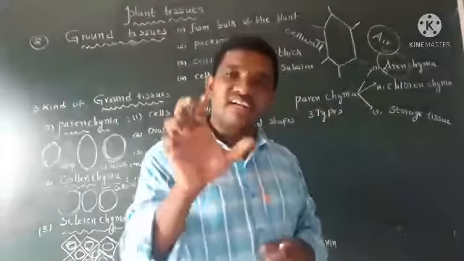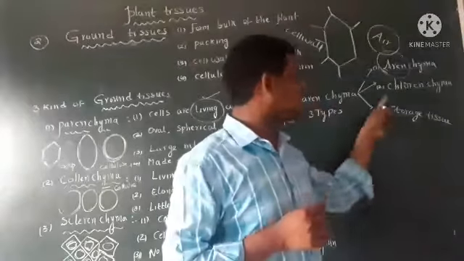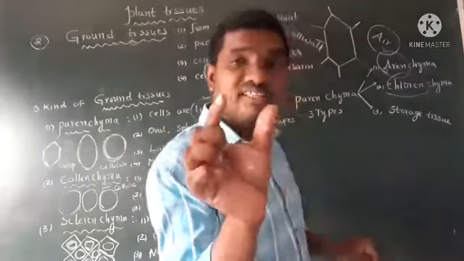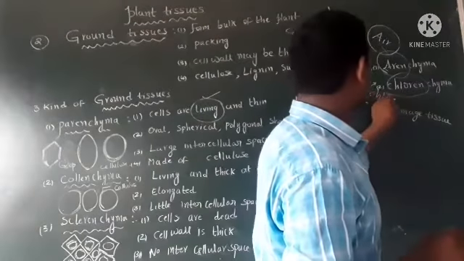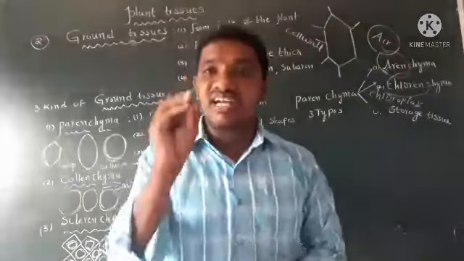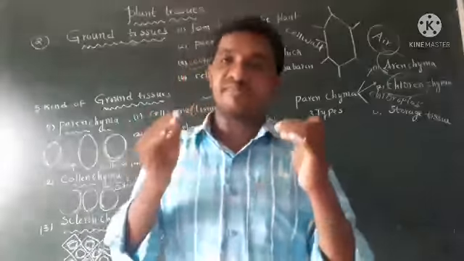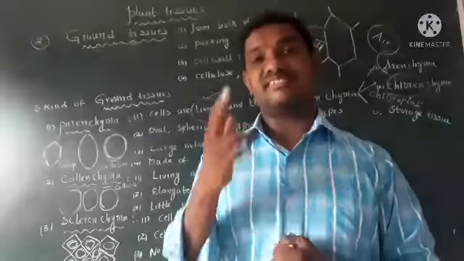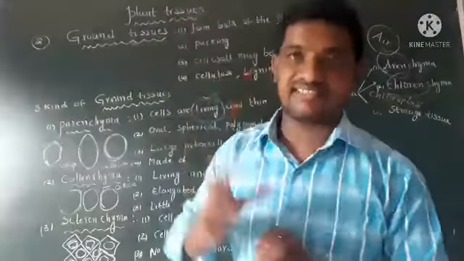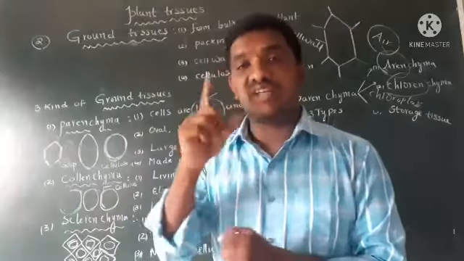The cells are filled with air. That is called aerenchyma. Coming to the second one, chlorenchyma. Remember this word, chlor. Chlor is nothing but chloroplast. Chlorenchyma means it contains chloroplasts, which helps in the preparation of food. That is the second type, chlorenchyma, which consists of chloroplasts. Chloroplast contains chlorophyll pigments, which give green color to the leaves.